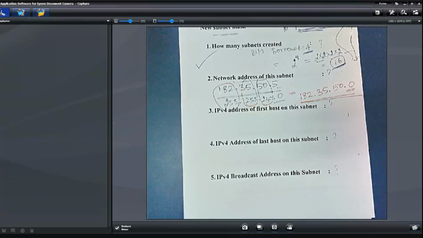No. Not 2. 2 is not going to come. Can anyone write? First host ID, FHID. Last host ID, LHID. Broadcast IP address, BIP. These three things, write them at the same time. Even if it is wrong, no need to worry. You are learning. First host ID, last host ID, broadcast IP address.